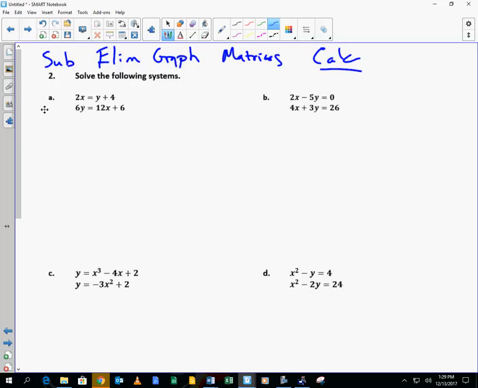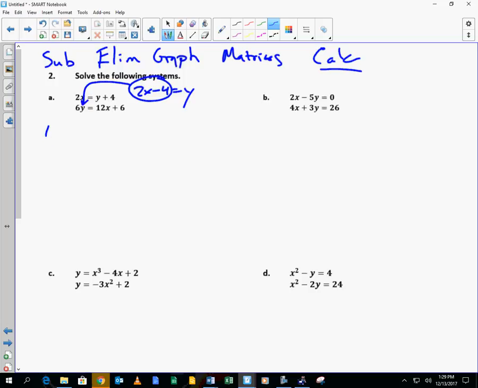Let's focus on the first two. Would you use elimination or substitution in this example? Why would you use substitution, Jackson? You can get that y by itself. 2x minus 4 is equal to y. So what are you going to do with that? Plug that back in.